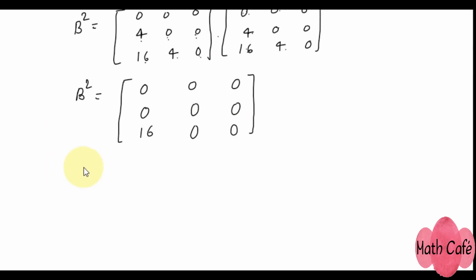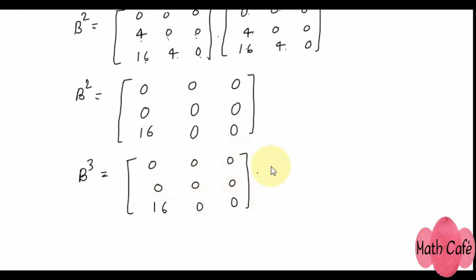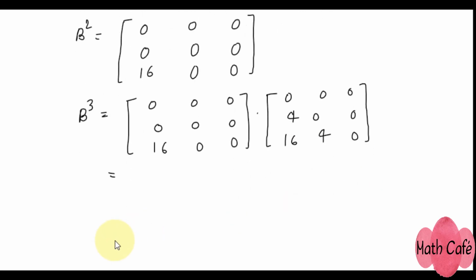Alright, now we will try to find matrix B cube. So we will multiply B square by B. So the B matrix is 0 0 0, 4 0 0, 16 4 0. Alright, so let's do this matrix multiplication through the row by column method. The first row multiplied by the first column will become 0. The first row multiplied by the second column is 0. The first row multiplied by the third column is 0.